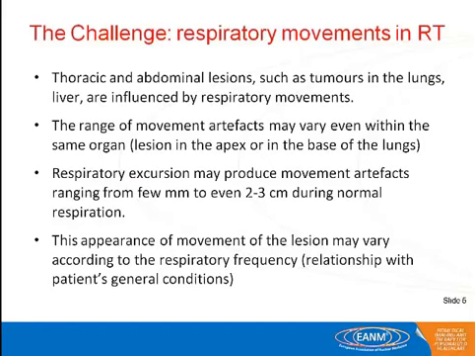One challenge: respiratory movements in radiation therapy. Thoracic and abdominal lesions, such as tumors in the lungs or the liver, are influenced by respiratory movements. The range of movement may vary even within the same organ, so a lesion in the apex will have a different movement than a lesion in the base of the lungs. Respiratory excursion may produce movement artifacts ranging from a few millimeters to even 2-3 centimeters during normal respiration. The speed of movement of the lesion may vary according to the respiratory frequency and the patient's general condition. So if we have a patient in bad general condition, there may be more movement because he is breathing more deeply.